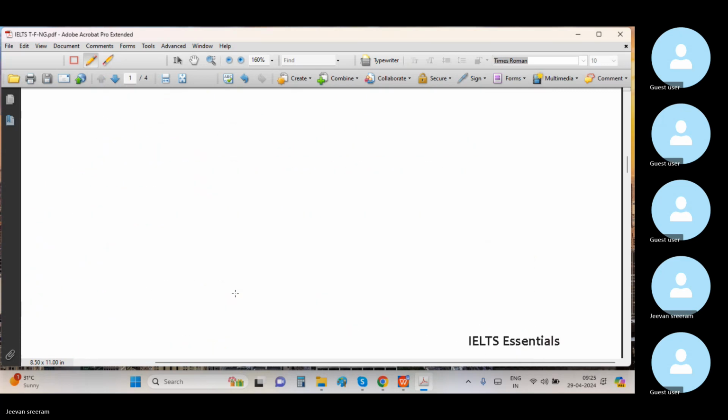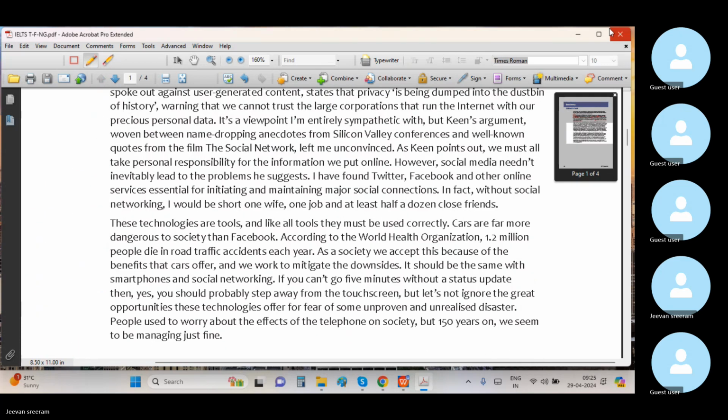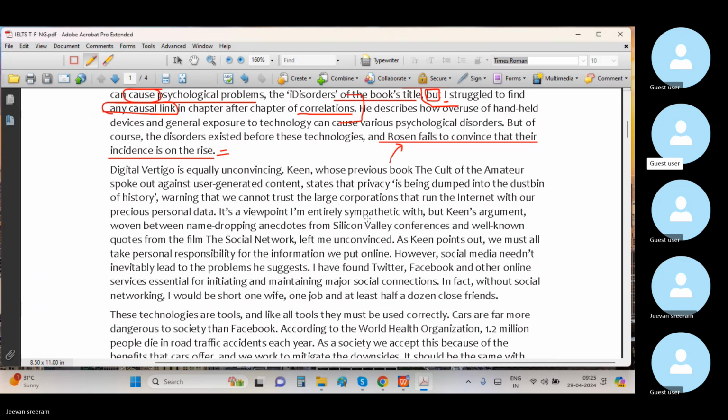Yes, sir. Okay, show me the proof. There is a line on social networking, sir. Let's understand what the author felt. "It's a viewpoint I'm entirely sympathetic with. But Keen's argument..." What did Keen do? Keen actually warned that we cannot trust the large corporations that run the internet with our precious personal data. Okay, this is the statement given, no?